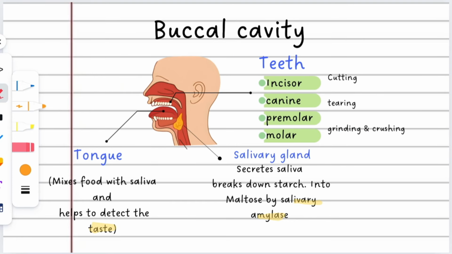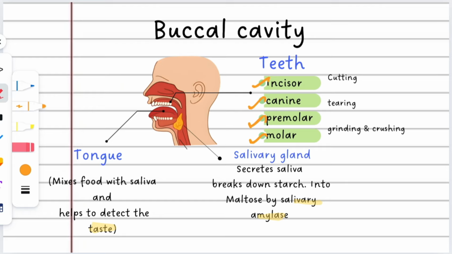Now let's start with the buccal cavity or the mouth. Both are the same thing. The mouth has 3 parts: teeth, tongue and salivary gland. First of all, we have 32 teeth in an adult and 4 types of teeth: incisor, canine, premolar and molars, and these perform different functions. But why do we have 4 kinds of teeth? Because we are omnivores, we eat both veg and non-veg food, so we need these 4 types of teeth.